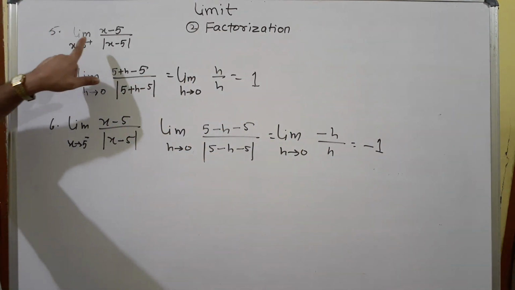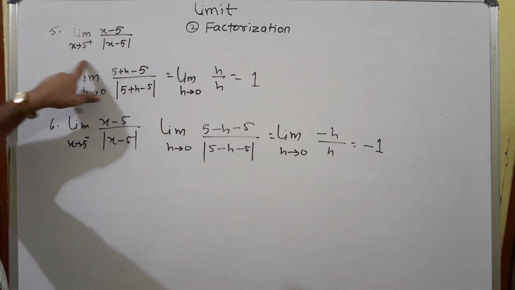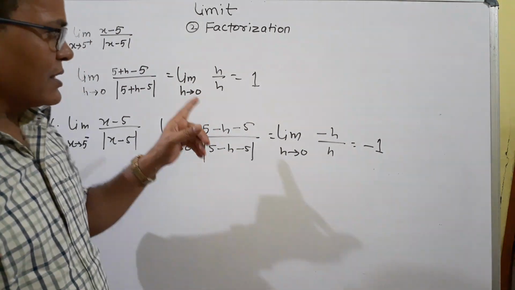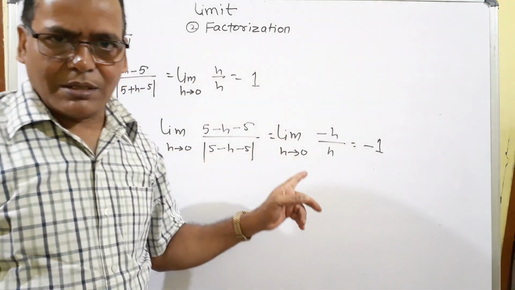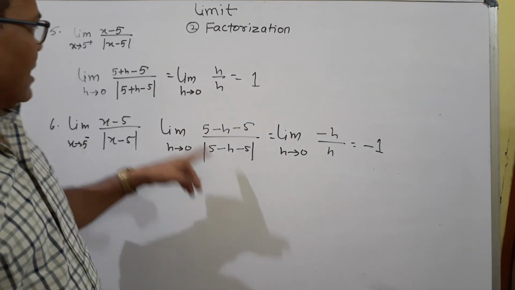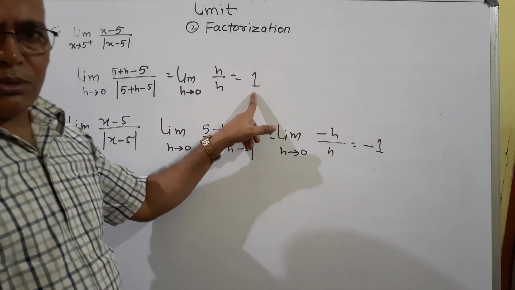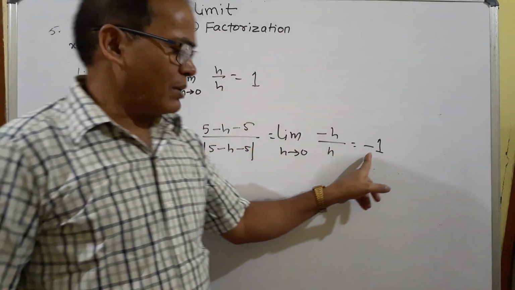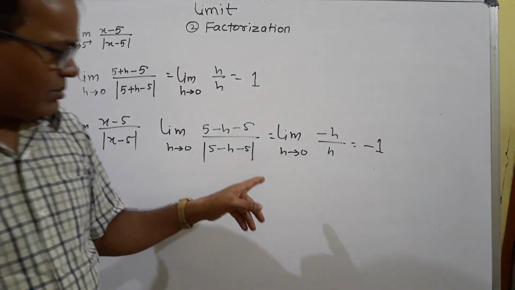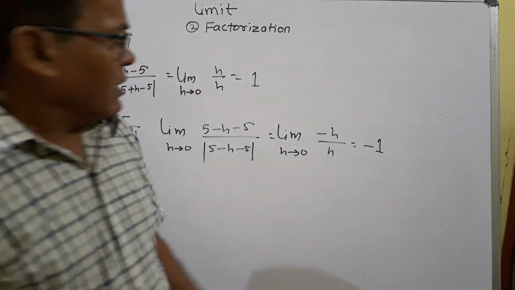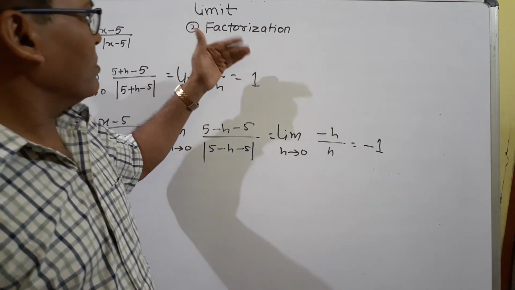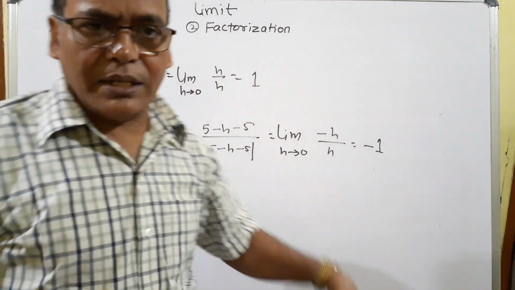If they ask without plus and minus whether this limit exists or not, the existence of the limit, which I taught you in the previous exercise, then it does not exist. But if they ask to find the value of the limit, then individually we will get values: in question number 5 we are getting 1, and in question number 6 we are getting negative 1. So we will go for another method now, the factorization method. How will we go for factorization? In the next lesson, next exercise.